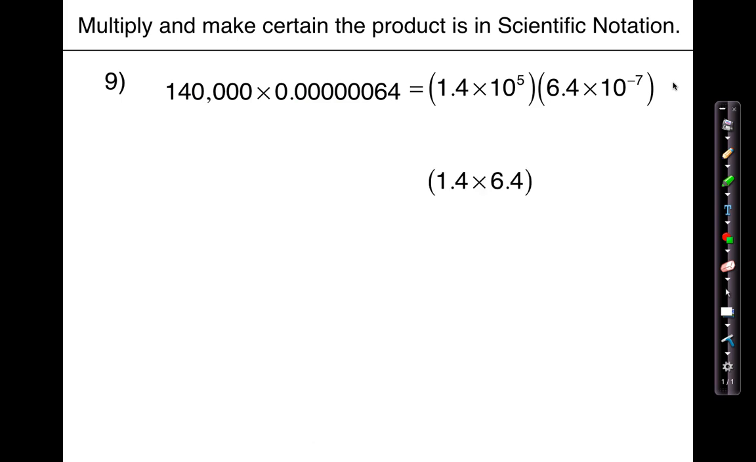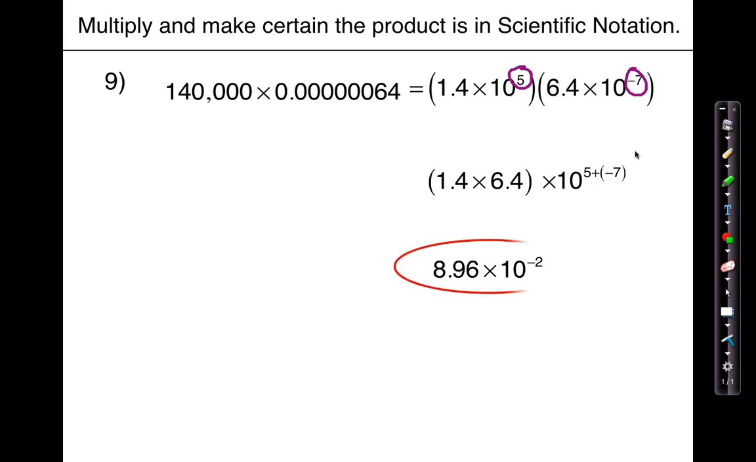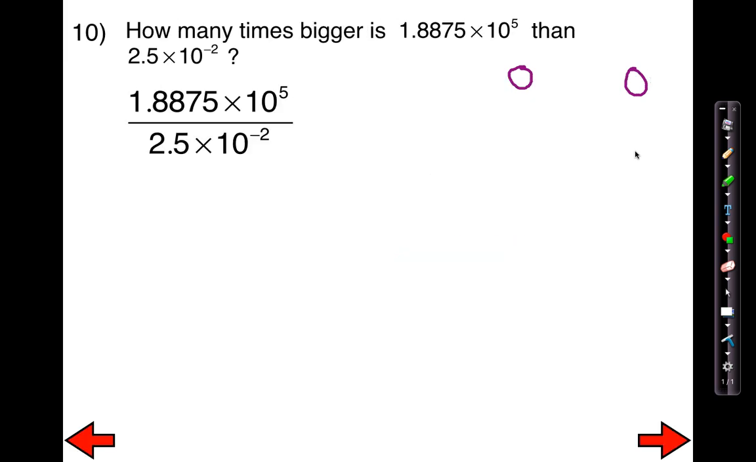Pair up the coefficients, pair up the tens, and again, since it's multiplication, I saved myself a step and just started adding the two exponents together. This leaves me with 8.96 times 10 to the negative second. So that's going to be my answer because the coefficient does fall in the correct range between 1 and 10.